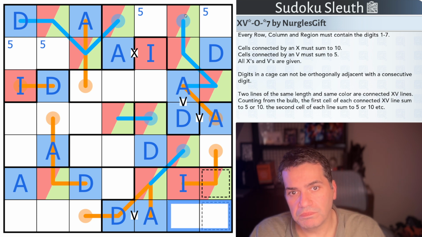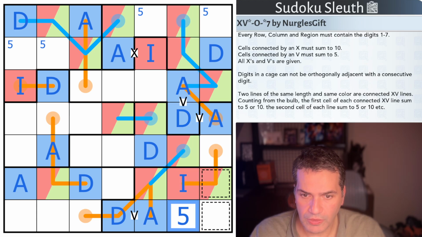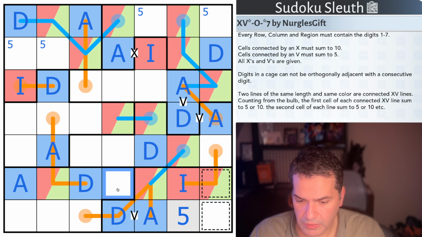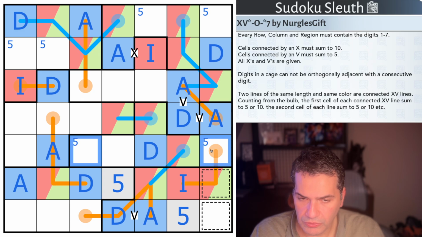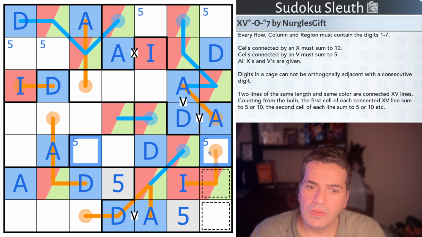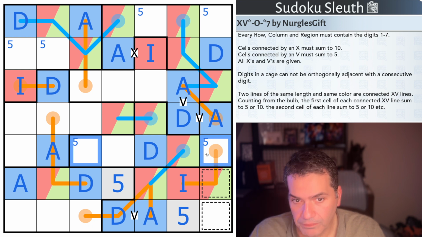Actually, column 6, where's the 5? It can only be in here. That's a 5. No 5s. That's another 5. 5 is in one of 2 cells. Which is quite interesting, and I'll show you why.